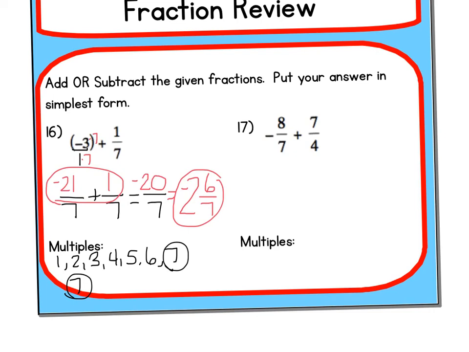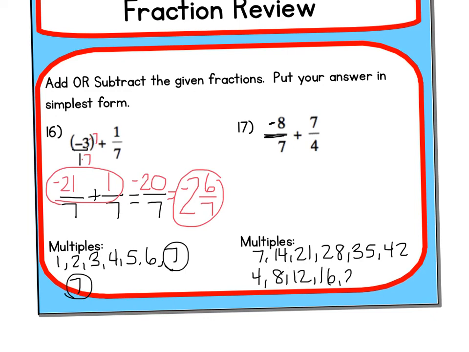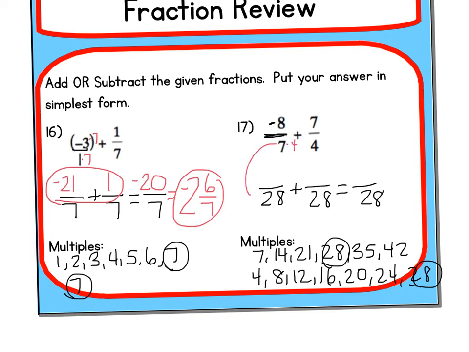With problems like number 17, remember I told you to extend the line across, bring the negative sign to the top. We have to find our common denominator, so 7, 14, 21, 28, 35, 42, 4, 8, 12, 16, 20, 24. Again, just like the other one that had 4 and 7, our common denominator is 28. So we have something over 28 plus something over 28 equaling something over 28. To get from 7 to 28, we had to multiply by 4. Negative 8 times 4 is negative 32. To get from 7 to 28, we multiply by 7. 7 times 7 is 49.